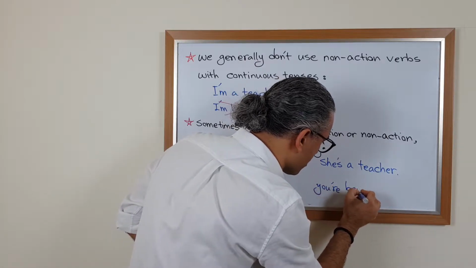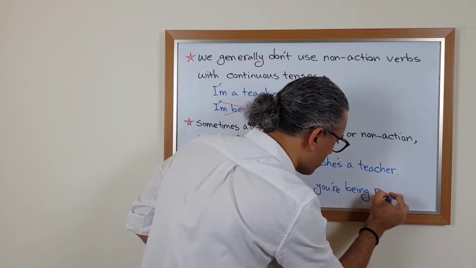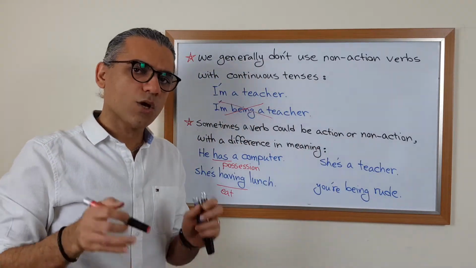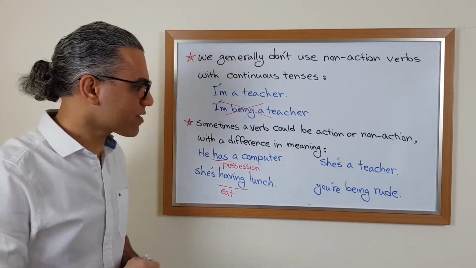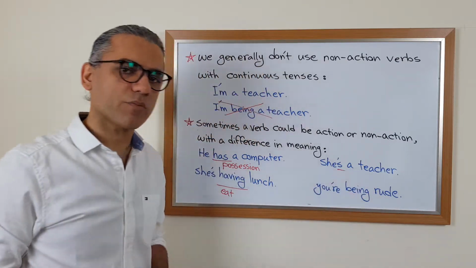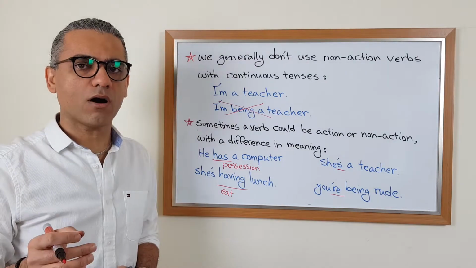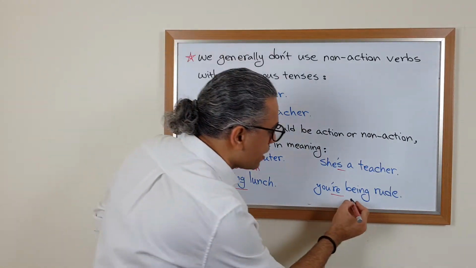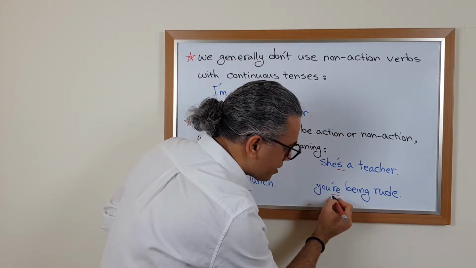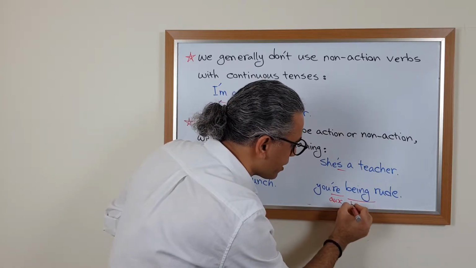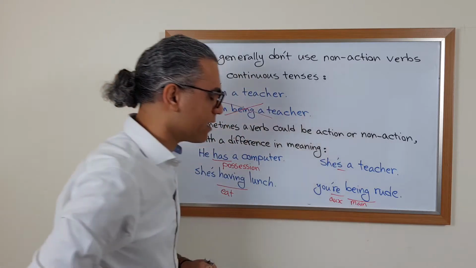You're being rude. Again, we have the same verb in these two sentences. We have a to be verb here, is, and another to be verb here, are. But actually, this are is your auxiliary verb, and this to be verb is your main verb.